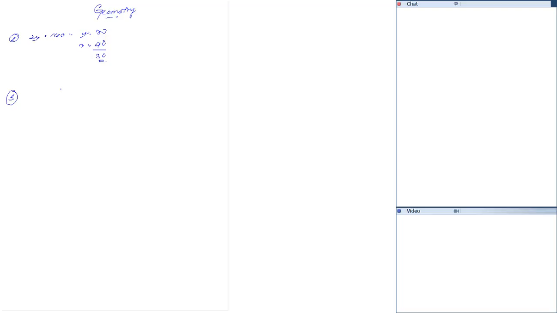A? Yes, it is A. I just need the base and the height. In order to find the area of the triangle, that is half into base into height. Where the base is AC and the height is BD. So what else do I need to know? I need to know AC into BD.